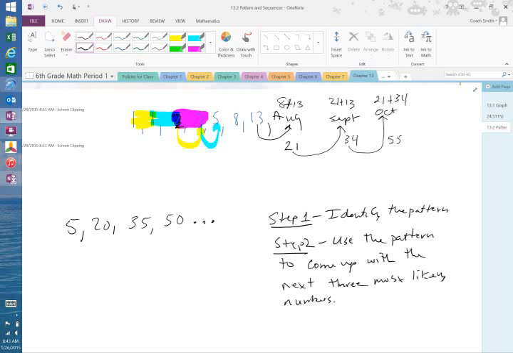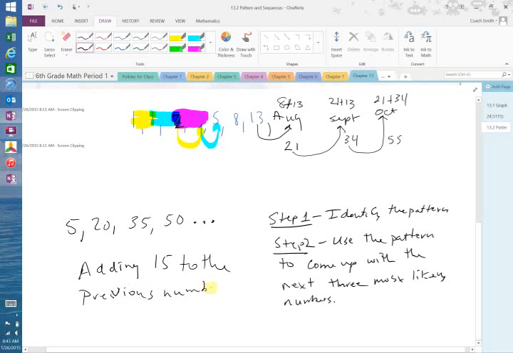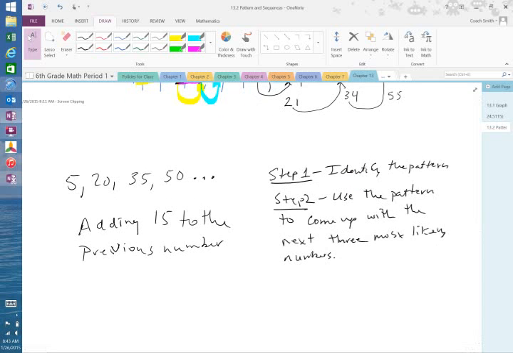But if I take 20 times 4, what would be my next number? 80. And that's not correct because my number is 35. So I got to look at the other pattern. 5 plus 15, 20. 20 plus 15, 35. 35 plus 15, 50. So there is your pattern. Okay? We are adding 15 to the previous number. Okay, so that's step 1.